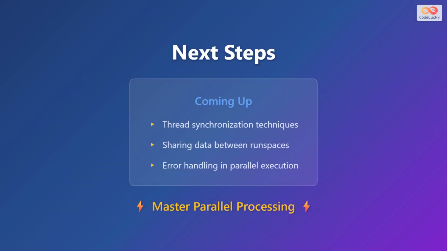Now that you understand PowerShell Runspaces and parallel execution, you are ready for more advanced topics. Up next are thread synchronization, sharing data safely across runspaces, and error handling in parallel processing. Mastering these concepts will make your automation solutions even more effective and reliable.